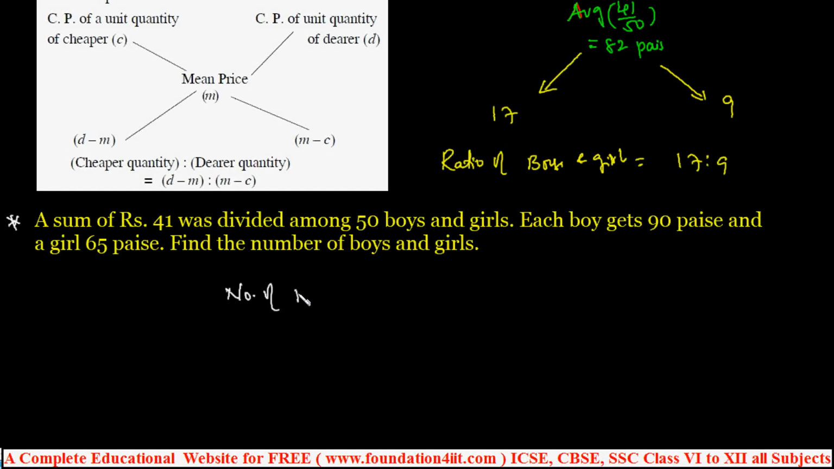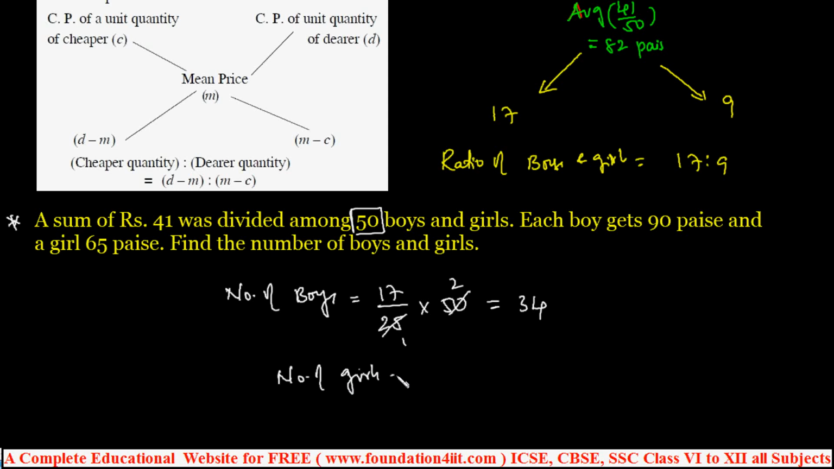Simple. So the number of boys is 17 by total ratio, because the total strength is 50. In the 17 is to 8 ratio, we can divide this 50. We already learned this in the ratios and proportion topic earlier. 17 by total ratio 25 into 50, so 2 times 17 is 34 boys. Then the number of girls is total minus 34: 50 minus 34 is 16. So the number of girls is 16.